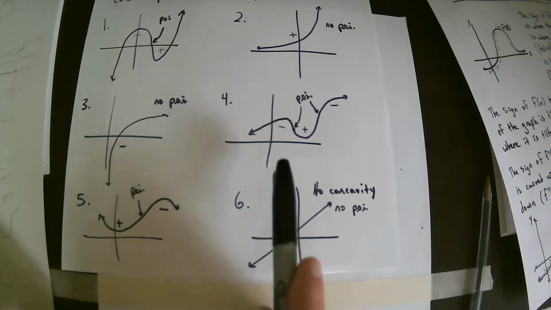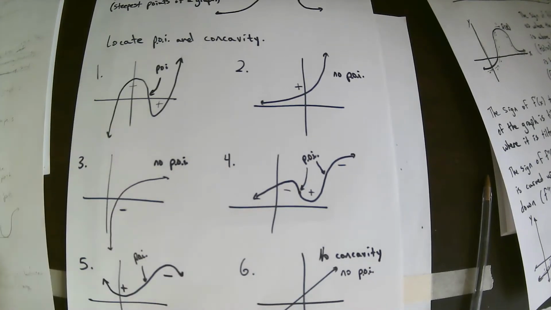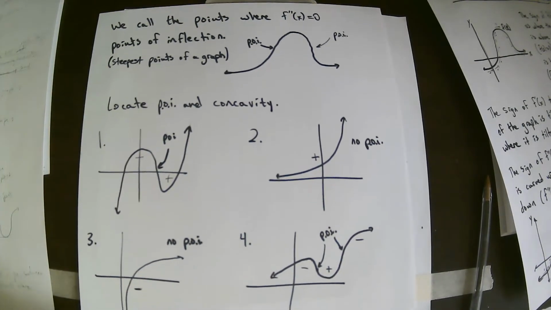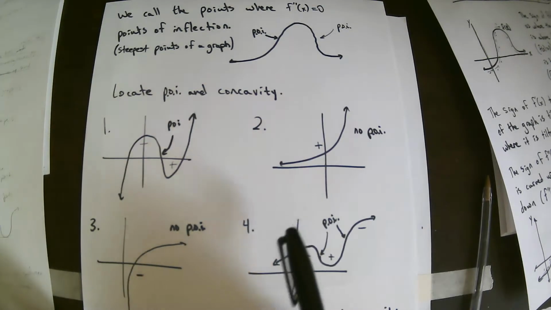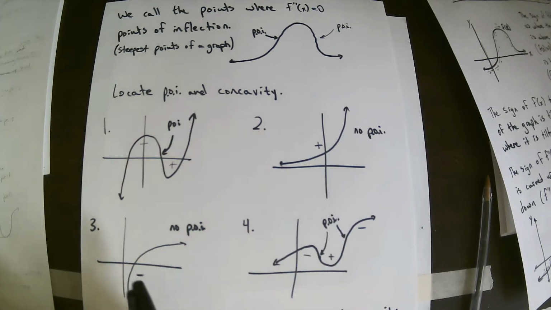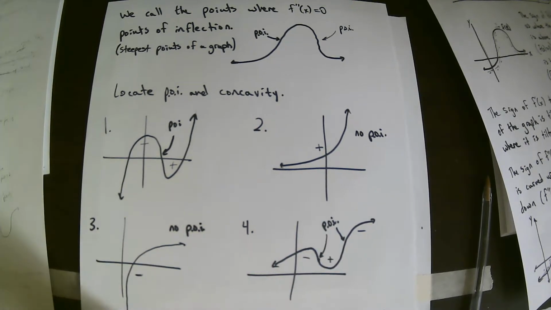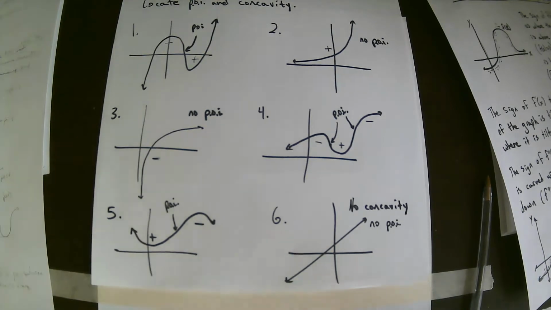Points of inflection happen between sign changes in concavity. That's why 2 and 3 didn't have any points of inflection, because there is concavity, but there's no change. It's just positive, just negative. You only have points of inflection when there's a change in sign. Okay.